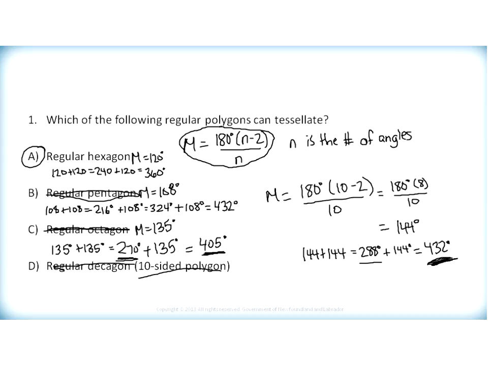The only one that will be able to tessellate is the one where the angles added together will equal 360 degrees.